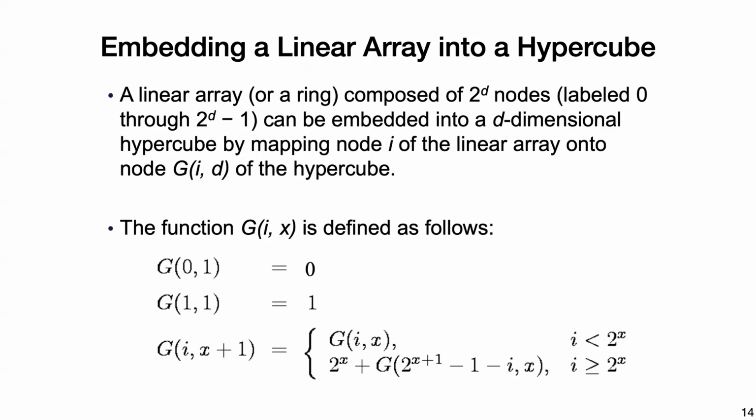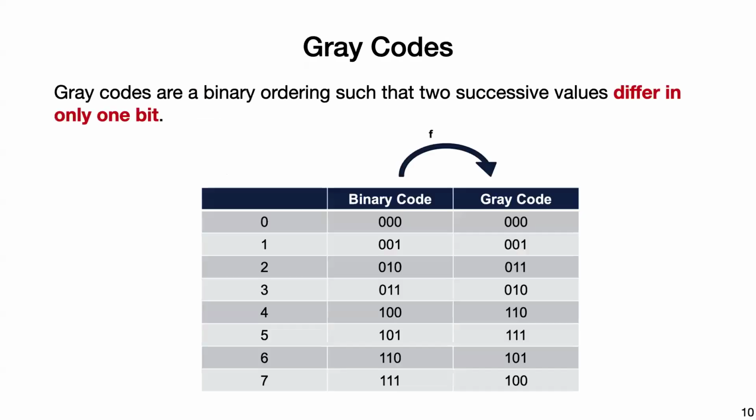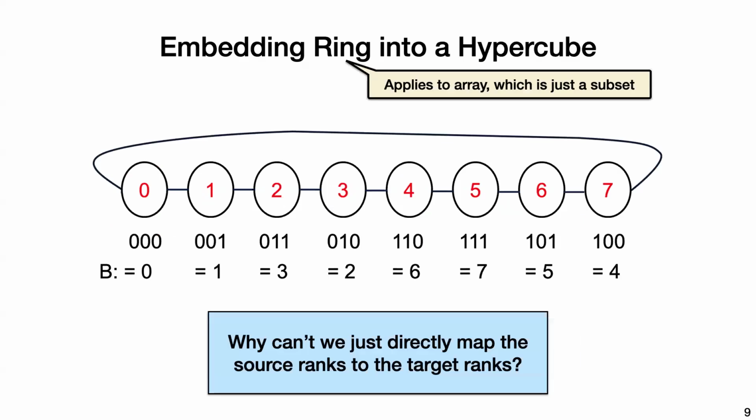This is not supporting a ring. This is supporting a hypercube. It is how you map a ring into a hypercube. So in a hypercube, all the neighbors that are connected are differing by 1 bit. So here, the neighbors that are connected differ by 1 bit.